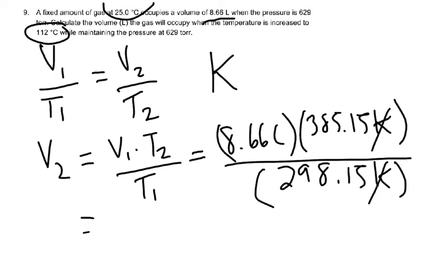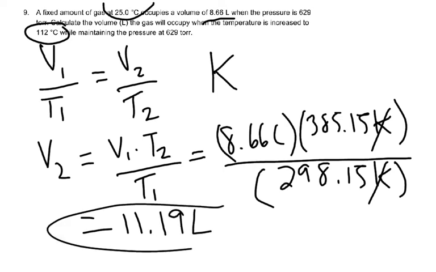Kelvins cancel out. We're going to be left just with volume. 8.66 times 385.15, all divided by 298.15. It's going to give us 11.19 liters. Now let's see if this makes sense.